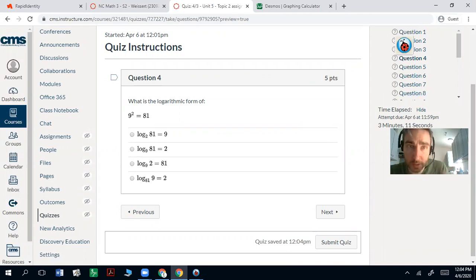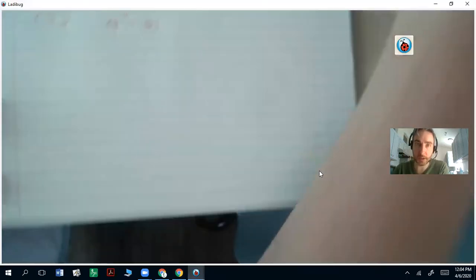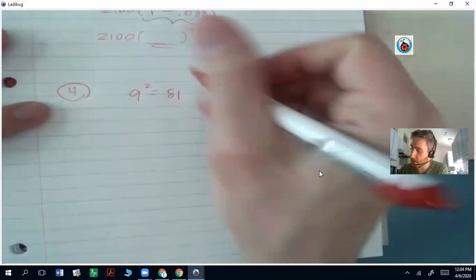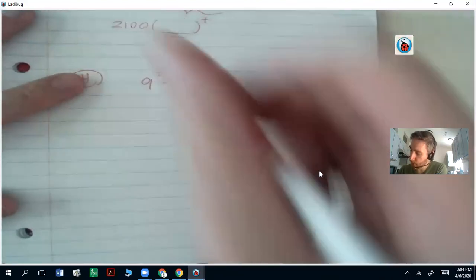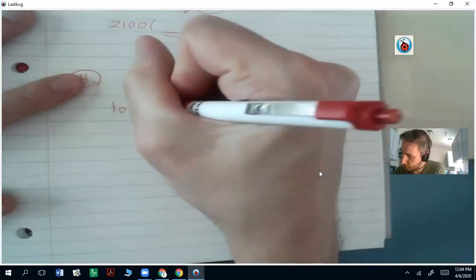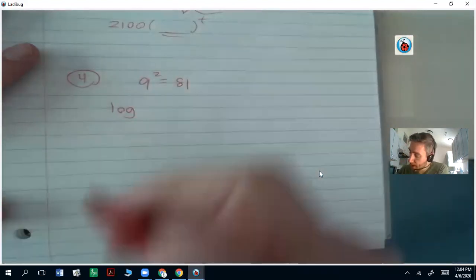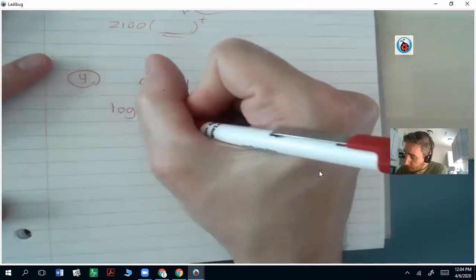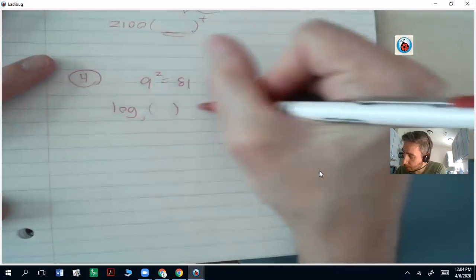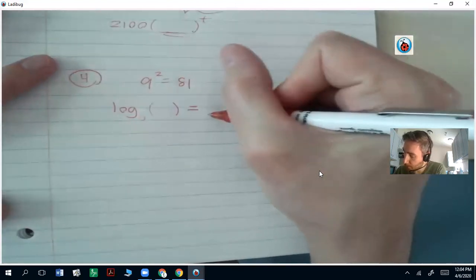So the question says, what is the logarithmic form of 9 squared equals 81? We have some answer choices. So I'll go back to just my paper and pencil so you can see what's going on. So 9 squared equals 81. To write it in logarithmic form, you're going to write log. All logs have a base. So there's going to be some number here, some number there, and it's going to be equal to some number.